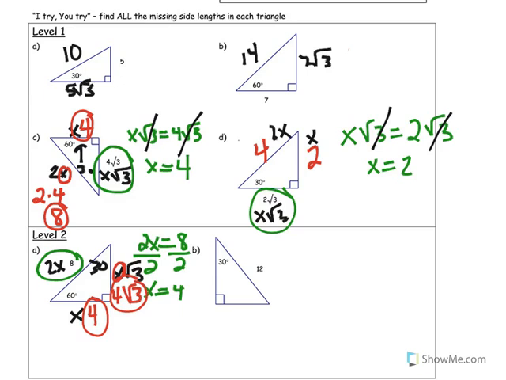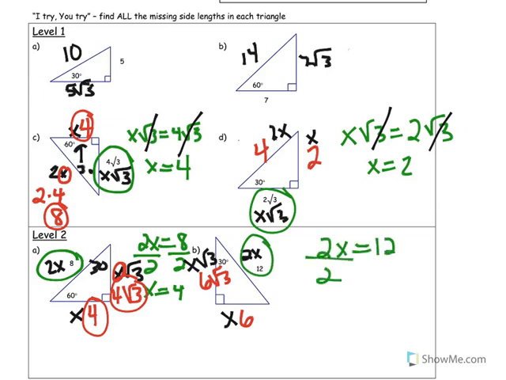So for example B, you should have gotten your answers as 6 and 6 root 3. So let's go through that. Across from the 30 is x, across from the 60 is x root 3, across from the 90 is 2x. I gave you the hypotenuse, so I can solve for x. 2x equals 12, divide by 2, x equals 6, and then plug in. X is 6 here, plug in for x here, and you get 6 root 3. All right? Let's look at C and D.